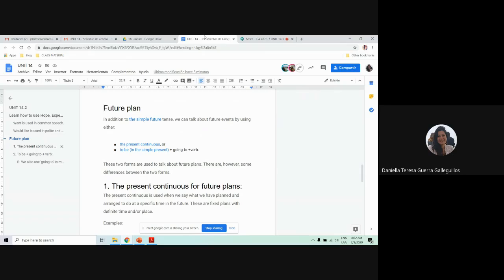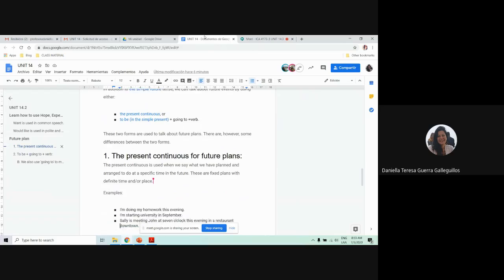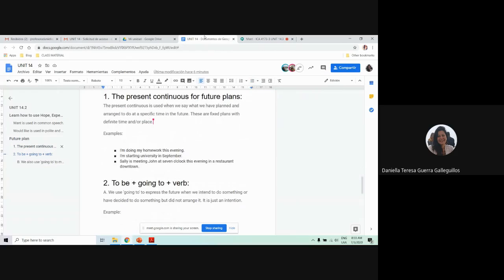In the future tense, when you were at school, the teachers of English always say that if we use will or going to. But the future can be presented in so many forms. In this unit, we are going to be talking about the use of the future using the present continuous or the form of going to. These two forms are about the future. For example, the present continuous for future plans. Use the present continuous or the going to when you talk about plans.